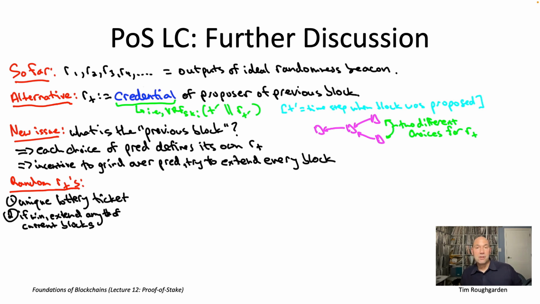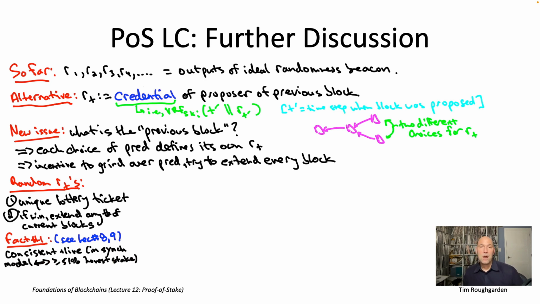Right? We proved that in lectures 8 and 9, and we talked about it again in the last video, which is when you have this ideal randomness beacon, proof of stake longest chain gives you the guarantees that you're used to. So guaranteed consistency and liveness, as long as you're in the synchronous model, and as long as at least 51% of the stake is controlled by honest nodes.